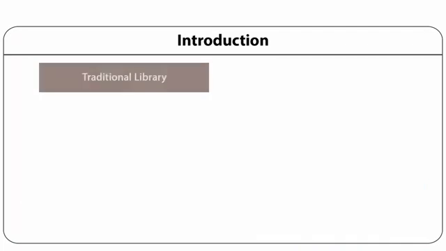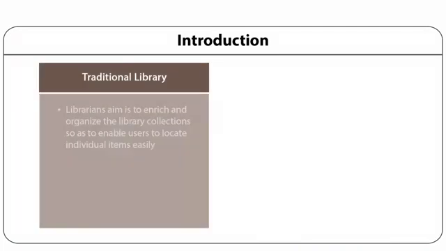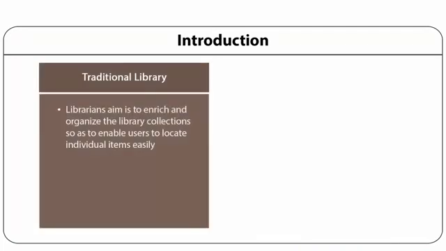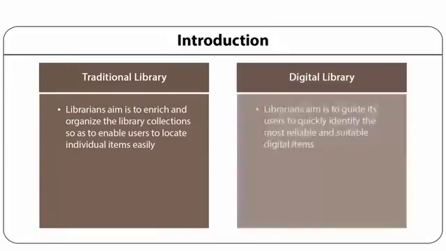representations. In case of traditional libraries, the role of a librarian is to enrich and organize the library collections so as to enable users to locate individual items easily. Likewise, the primary aim of a digital library is to guide its users to quickly identify the most reliable and suitable digital items, whether they are stored in its own collection physically or to provide access to content from other digital libraries located in a remote location.